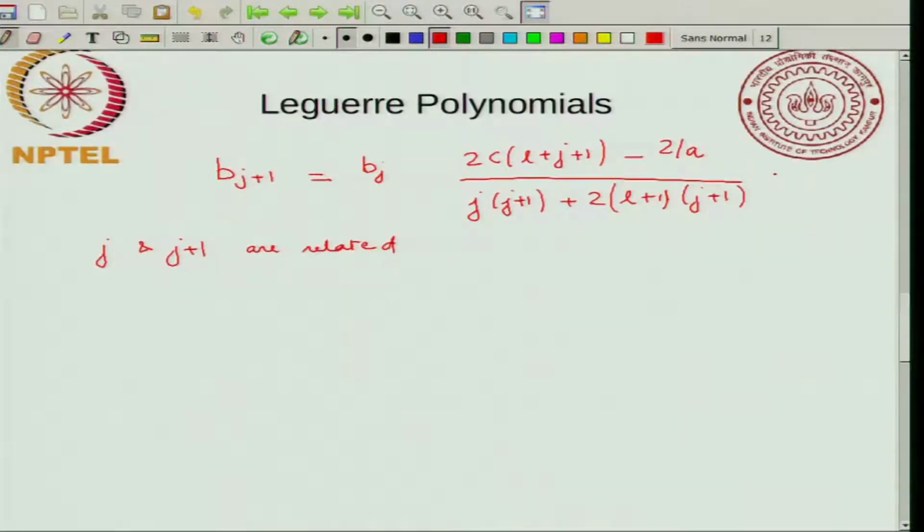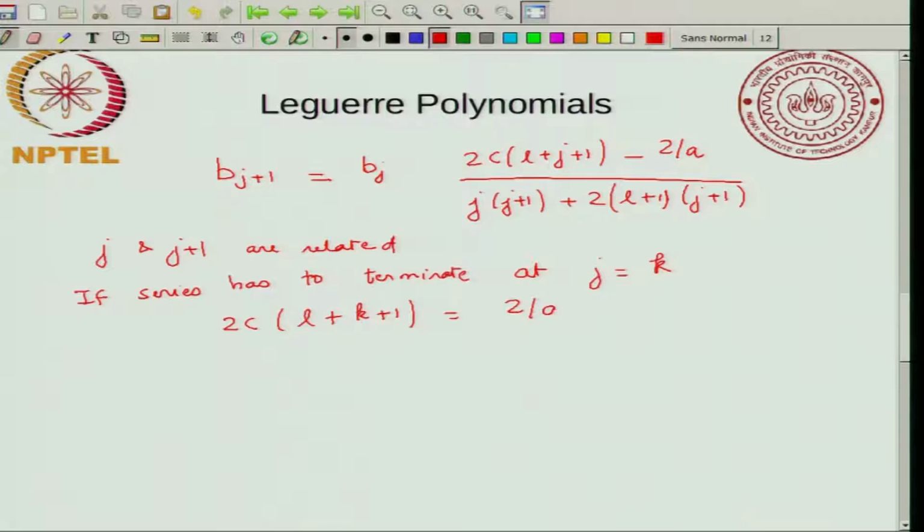Now we can say that if the series has to terminate at j equal to, I will just call it k, then we should have 2c times L plus k plus 1 equal to 2 by a, or you will get c equal to 1 by a times n, where n is equal to L plus k plus 1. So n equal to L plus k plus 1.